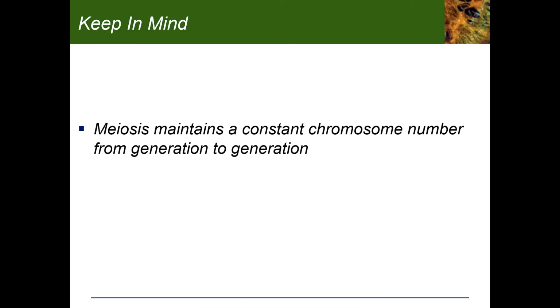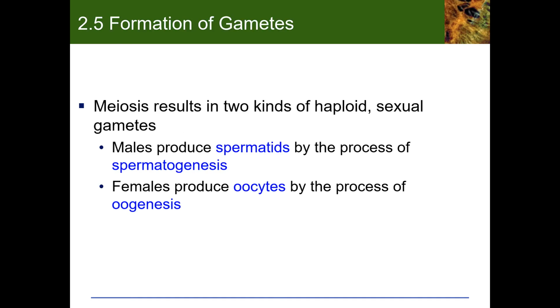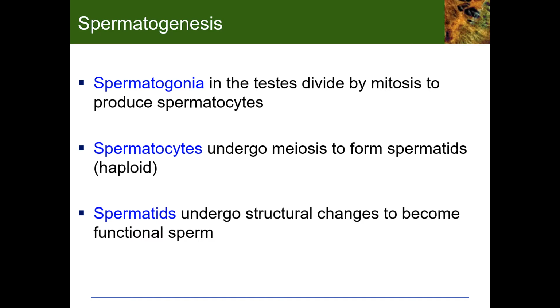Keep in mind that meiosis maintains a constant chromosome number from generation to generation. The formation of gametes: meiosis results in two kinds of haploid sexual gametes. Males produce spermatids by the process of spermatogenesis, and females produce oocytes by the process of oogenesis. Spermatogonia in the testes divide by mitosis to produce spermatocytes. Spermatocytes undergo meiosis to form spermatids, the haploid value, and then spermatids undergo structural changes to become functional sperm.